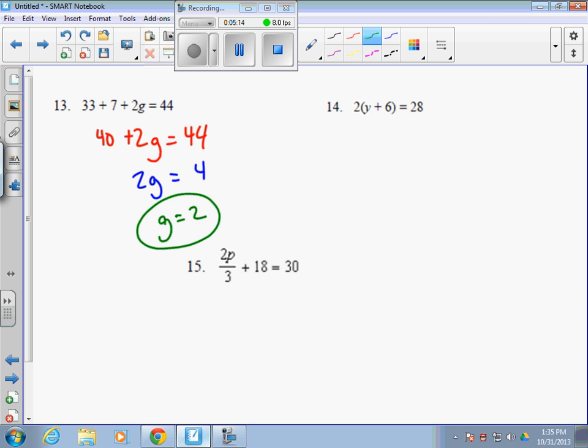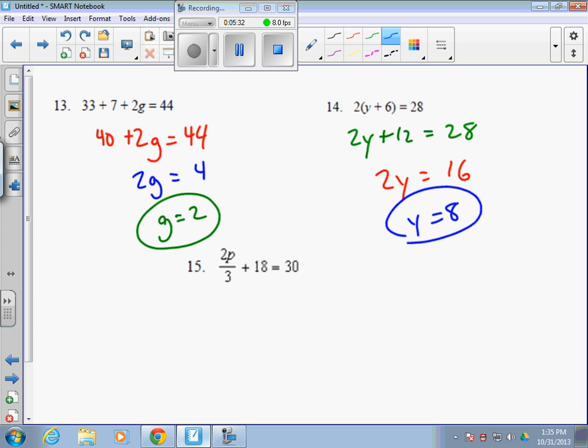You have to distribute first. 2 times y is 2y. 2 times 6 is plus 12. Then undo plus 12 by subtracting it. Gives you 2y equals 16. Undo 2 times something by dividing it. Y equals 8.